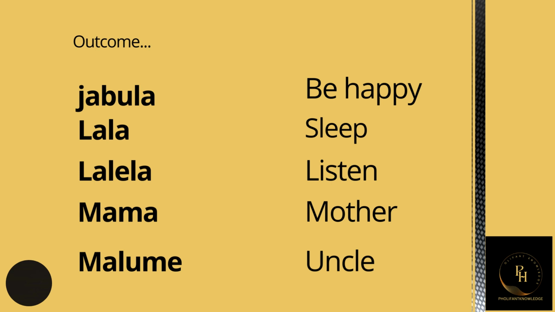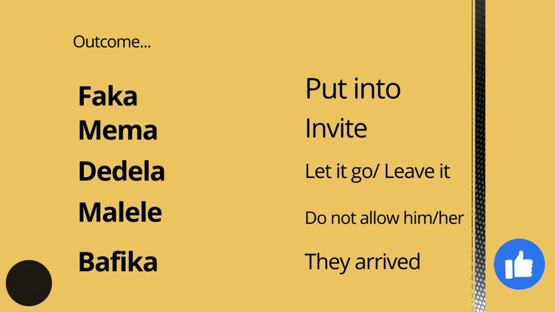So we will find words like ja plus bu plus la is equal to jabula, be happy. La plus la is equal to lala. Lala means sleep, right? Below that, lela means to listen. Mama means mother. Malume, that is uncle.